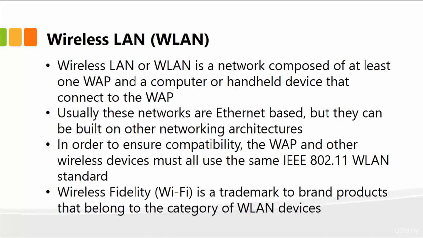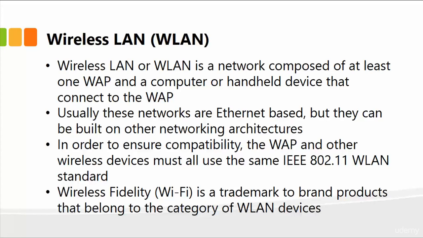The wireless LAN or the WLAN, as I mentioned earlier, you can in fact create your own local area network completely wireless. It's simply a network composed of at least one wireless access point and a computer or a handheld device that connects to the WAP. Usually these networks are Ethernet based using UTP cables, category 5 cables. It's pretty typical, but they can be built on other networking architectures as well. So you can use other cables like Cat6 for example, or shielded cables and other topologies.